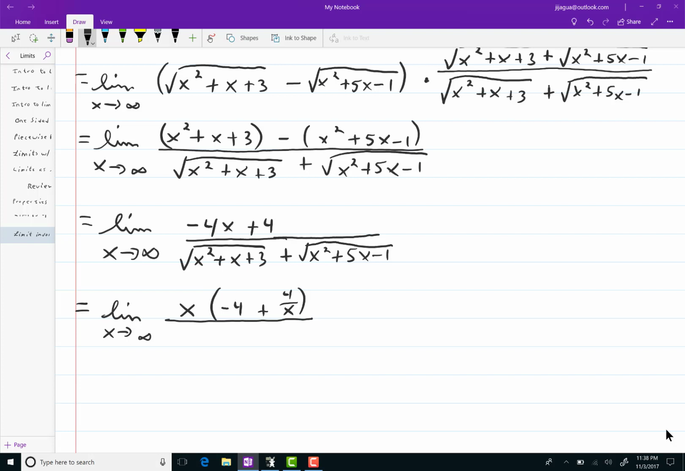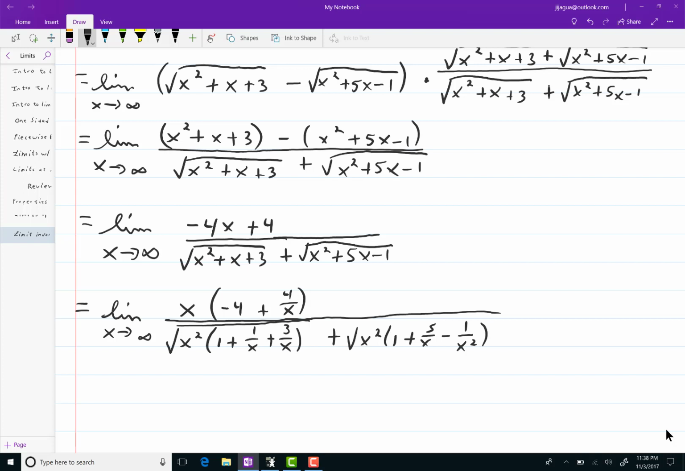Now the denominator, inside of the square roots, I'm going to factor out an x squared. So in the first square root, that will leave me with 1 plus 1 over x plus 3 over x squared. That should be over x squared. I'll fix that in a minute. I've written earlier, but I'm recording later. So for the second one, we have x squared. If I factor that out, that'll leave me with 1 plus 5 over x minus 1 over x squared. Okay, let me see if I fix that piece now. It should be a 3 over x squared, there it is.